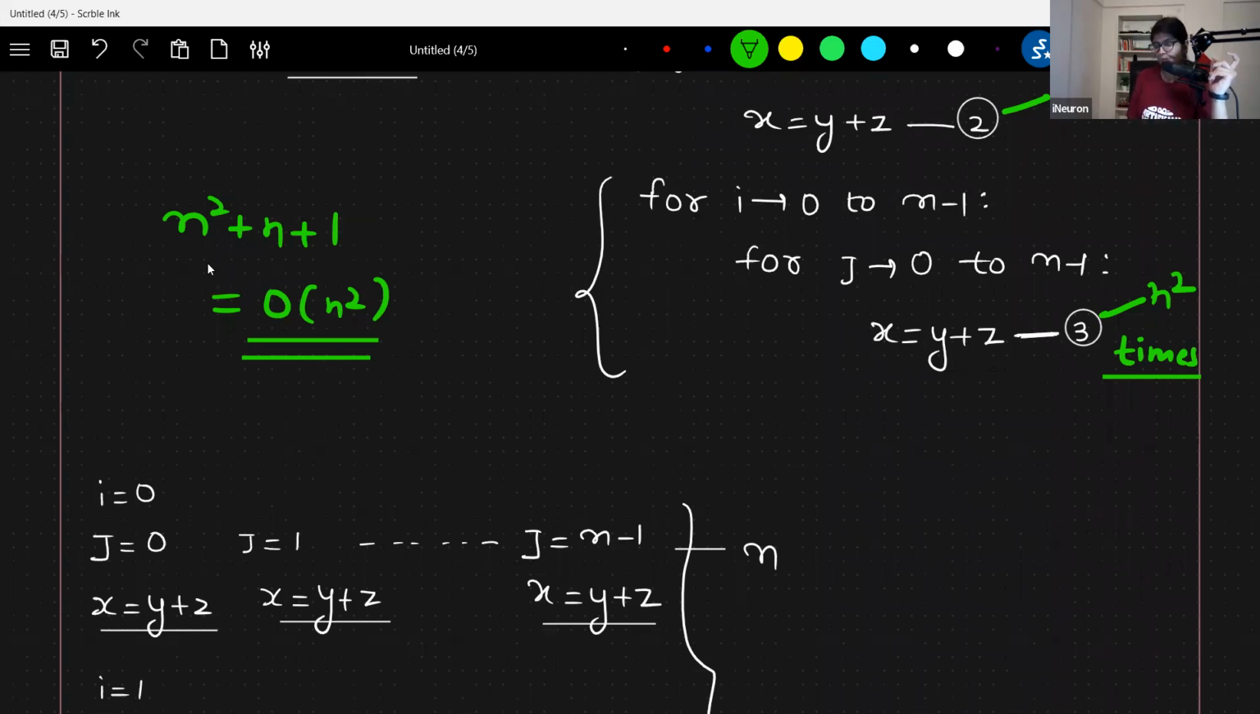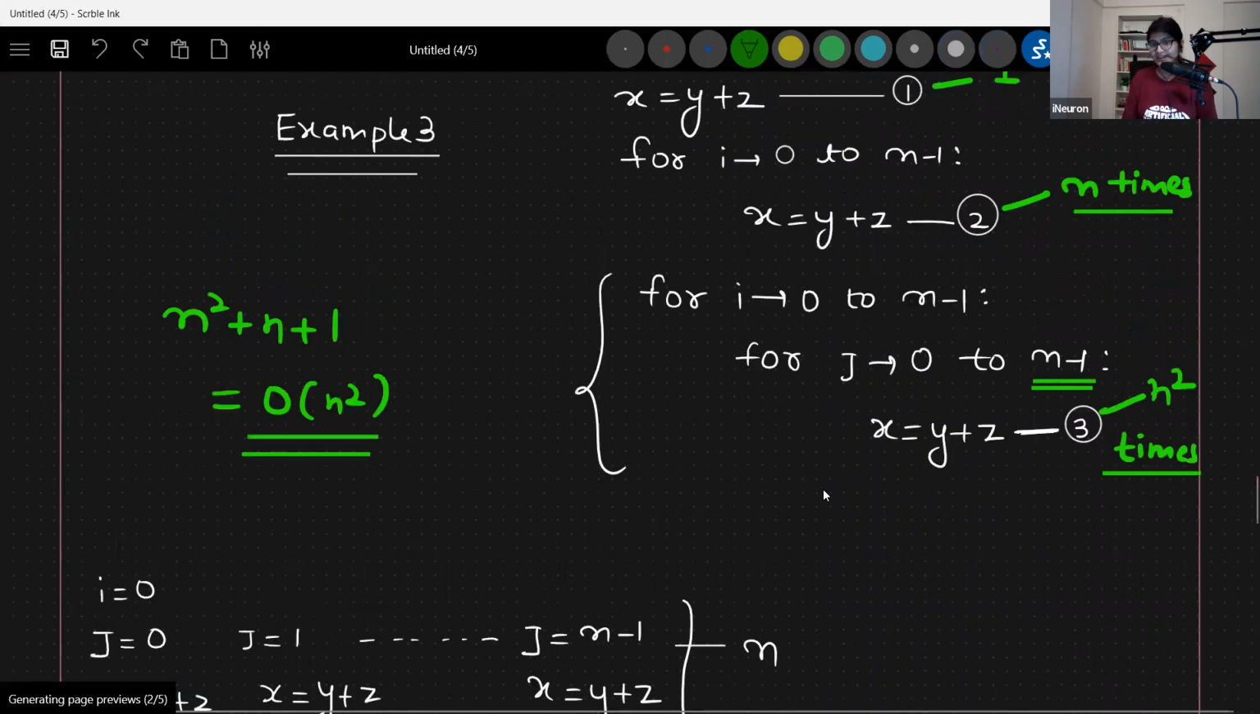And now, after taking n square plus n plus 1, big O says take the bigger term. That will be considered as the worst case scenario. So it will be big O of n square. For each loop, you should multiply by n times, depending upon how many times it should run inside that. Right? Don't cram anything. Try to understand the concept.